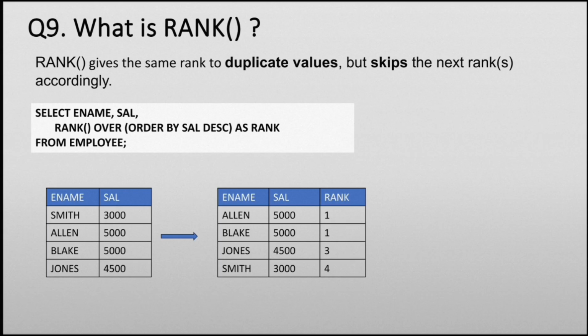you can observe that the salary column has two same records of 5,000 salary, and the rank for both the records is the same, which is 1, and for the next record it is skipping one rank, which means it is skipping the rank number 2, and the next record directly has the value 3.